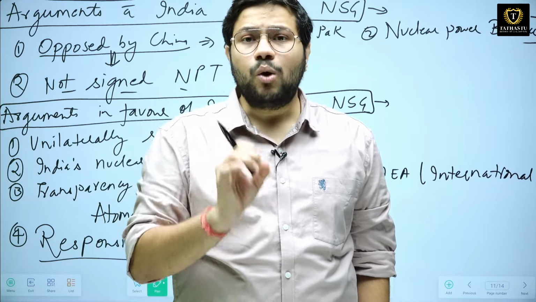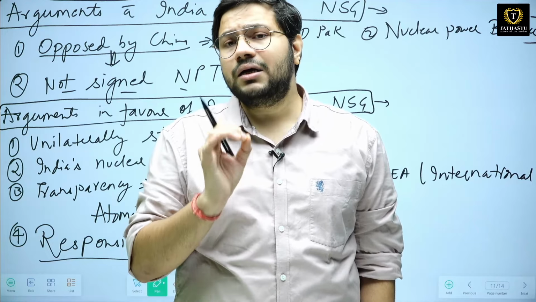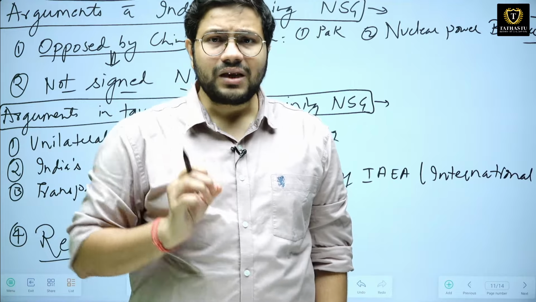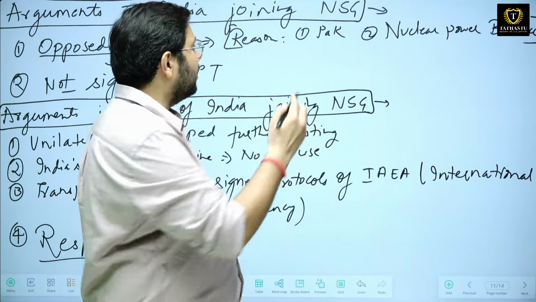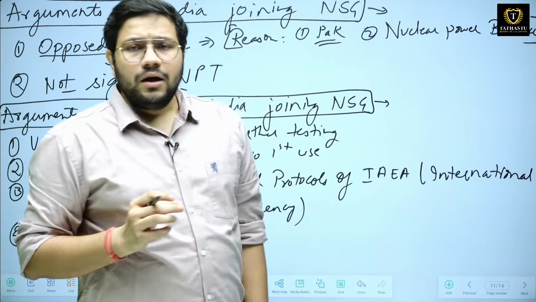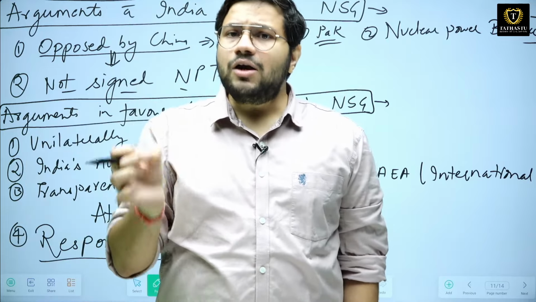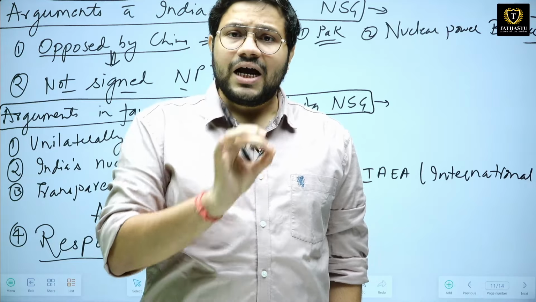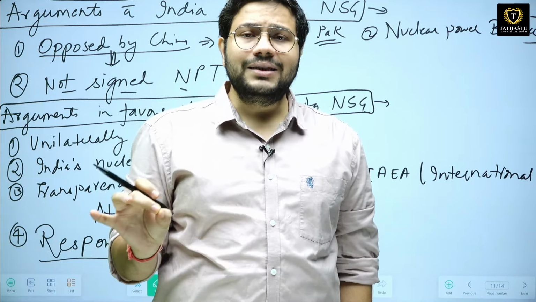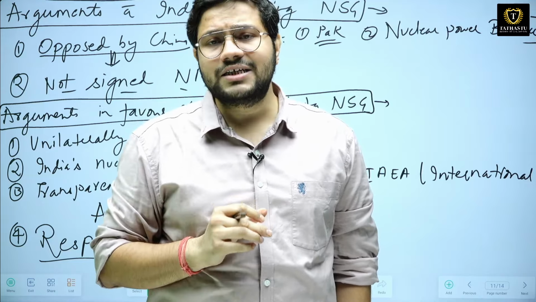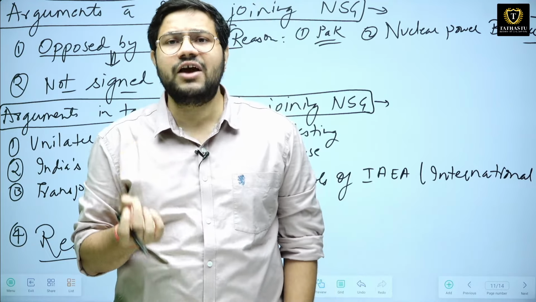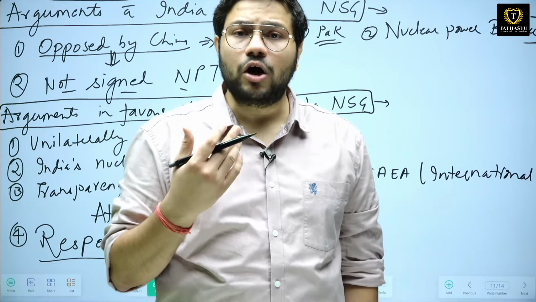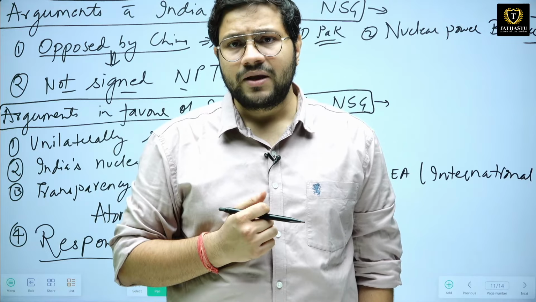But what is the implicit reason why China does not want India to join the NSG? The reason, number one, is the Pakistan factor. China wants Pakistan also to join the NSG if India is joining. But Pakistan will not be allowed by the world leaders to join the NSG, because Pakistan has historically shown signs of disbelief and of not being a responsible nuclear state.